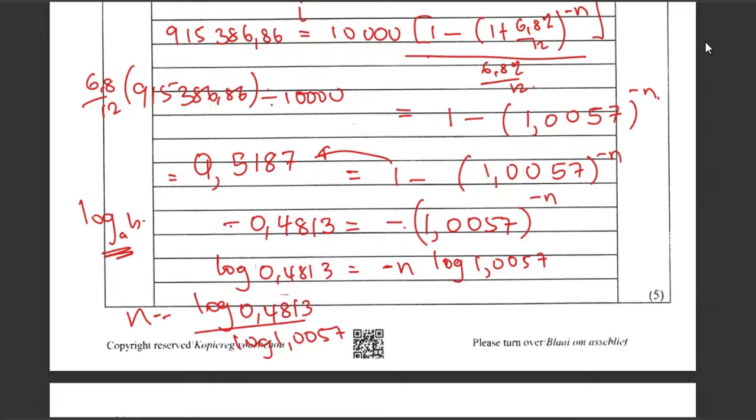We must get a positive n, guys. We can't end up with a negative answer. So 0.4813, we're dividing it by the log of 1.0057. All right, I think it gives me something positive. So since it's negative n, it's going to give me a negative 128.6573. So n is approximately 128.65. I don't know how true this is.